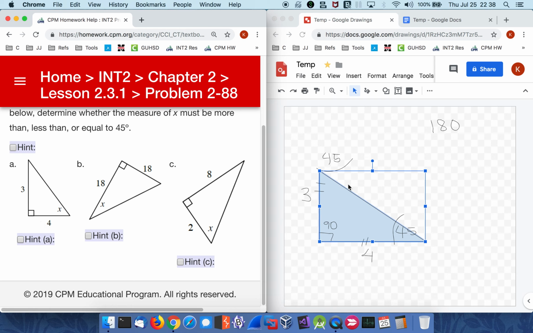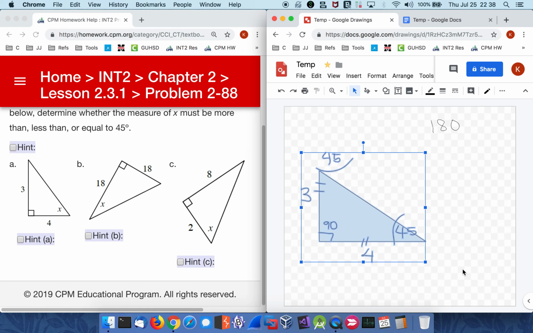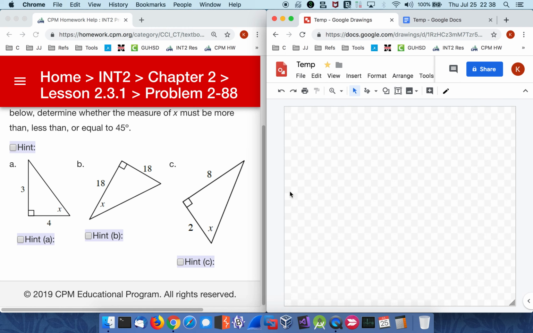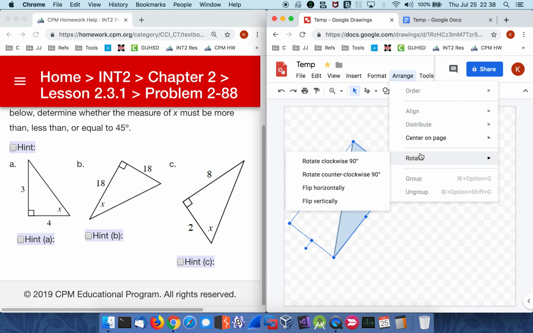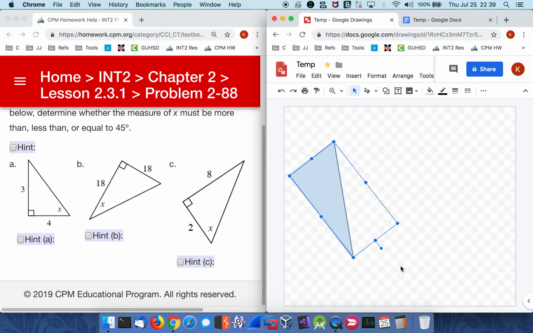Now let's look at this other triangle that they gave us. Let's look at B. So let's see what they gave us. They gave us a triangle that kind of looks like that, but not exactly.